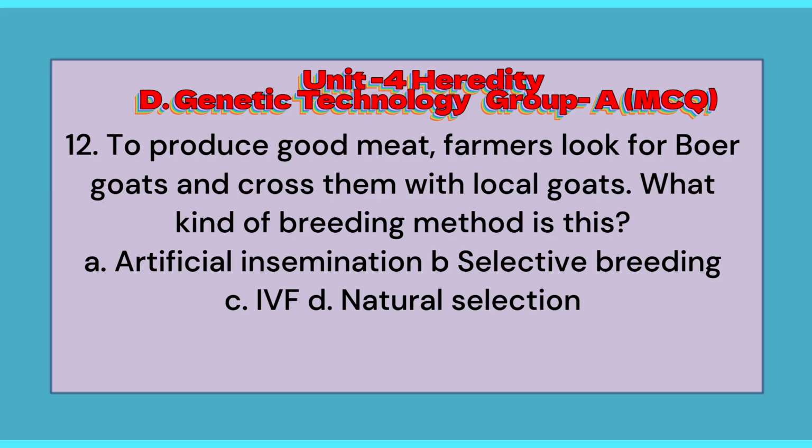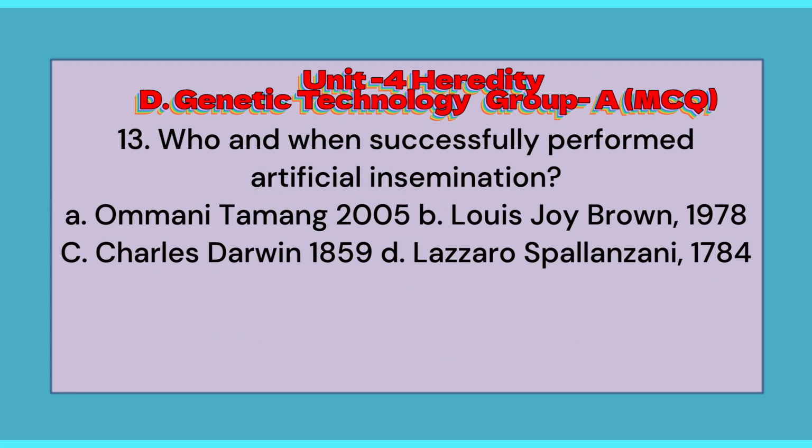12. To produce good meat, farmers look for Boer goats and cross them with local goats. What kind of breeding method is this? A. Artificial insemination. B. Selective breeding. C. IVF. D. Natural selection. Correct answer: B. Selective breeding.